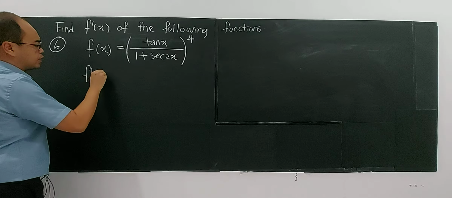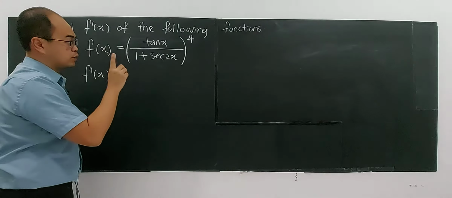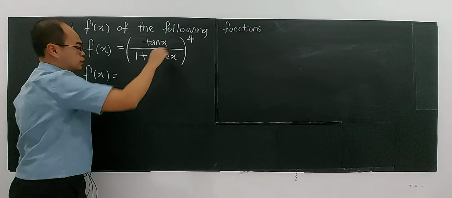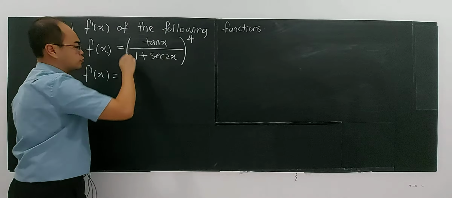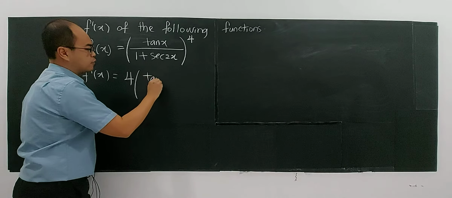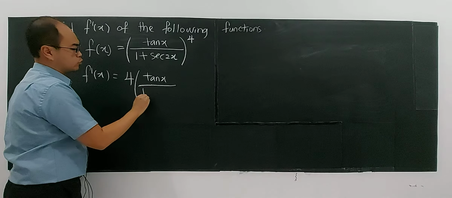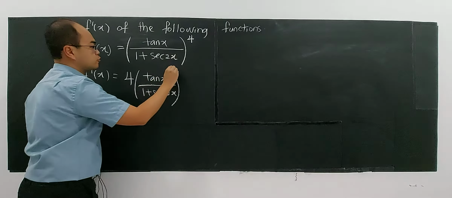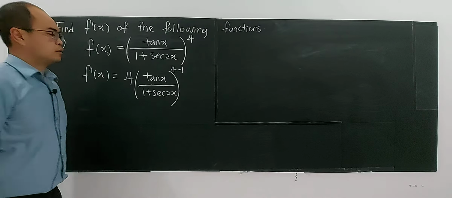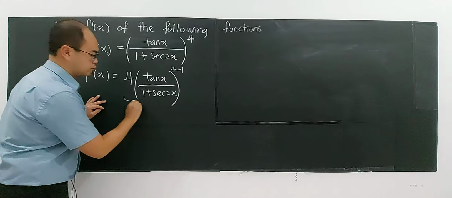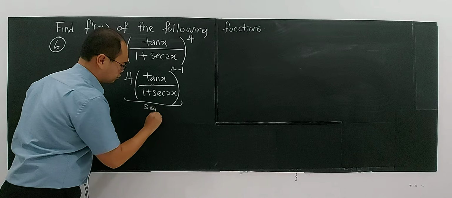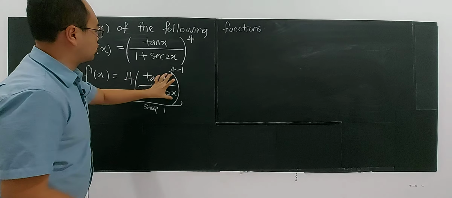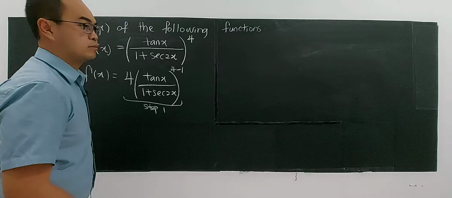So f prime x. The first step here, you look at how I do it. This is everything in the power, so bring down the 4, and you have to copy back everything here: tangent x over 1 plus secant 2x, to the power of 4 minus 1. This is step 1, where I deal with the power 4: everything copied back, 4 minus 1.